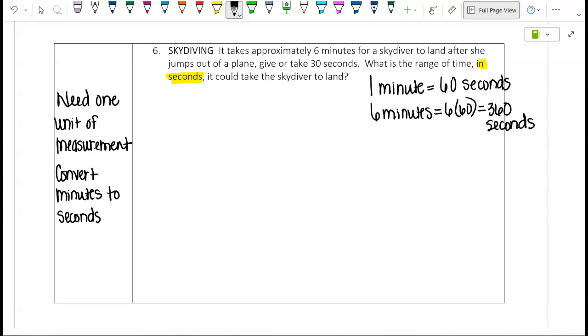Now they're asking us the range of time in seconds, so we're going to say let x equal the range in time. So we know that it's around 6 minutes, but we want to know the range, that 30. So this would be the absolute value of x minus that 6 minutes, or minus that 360, is equal to 30.